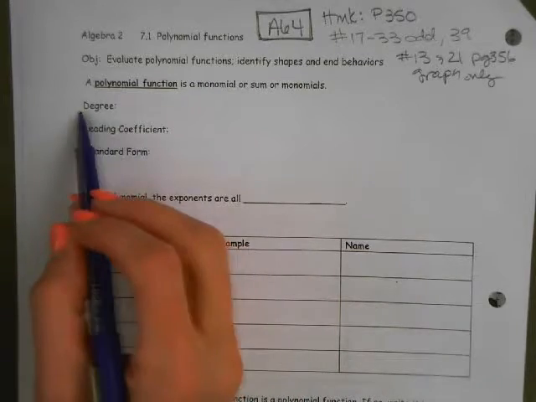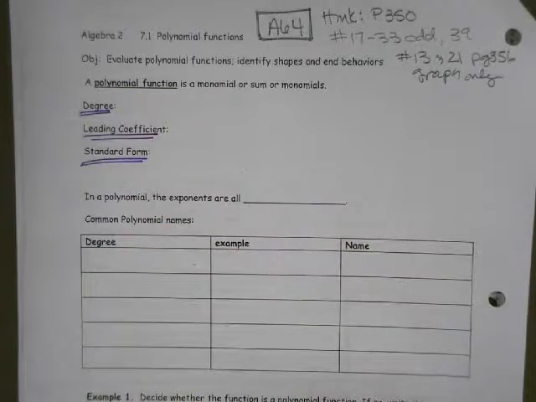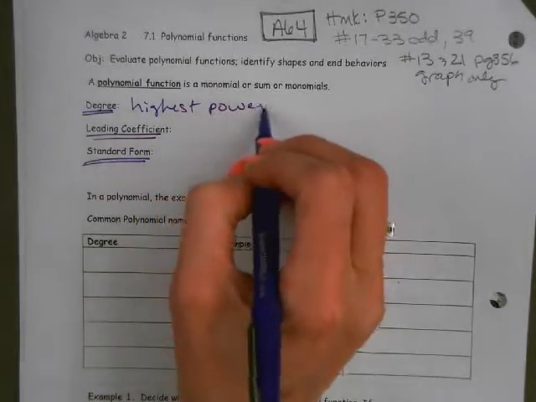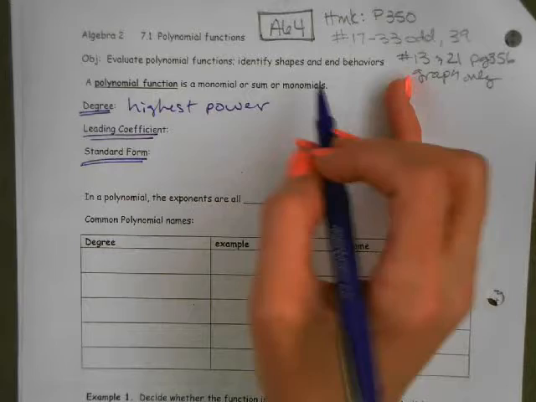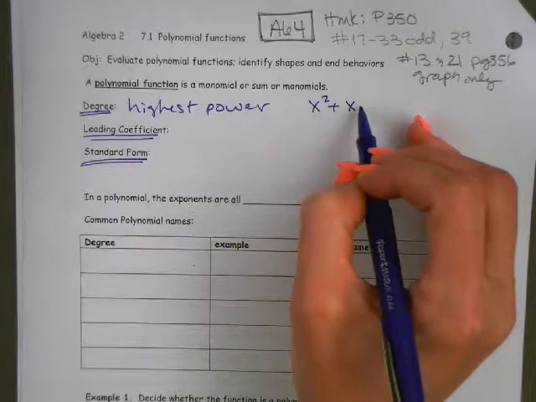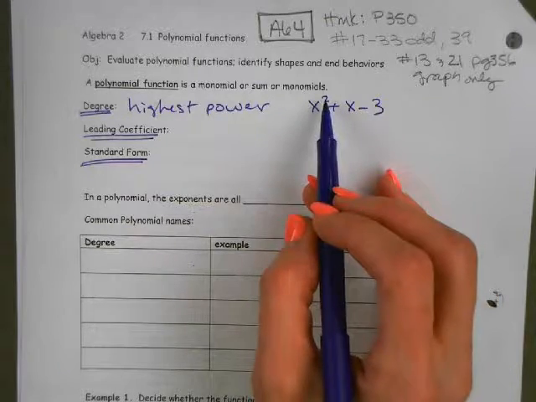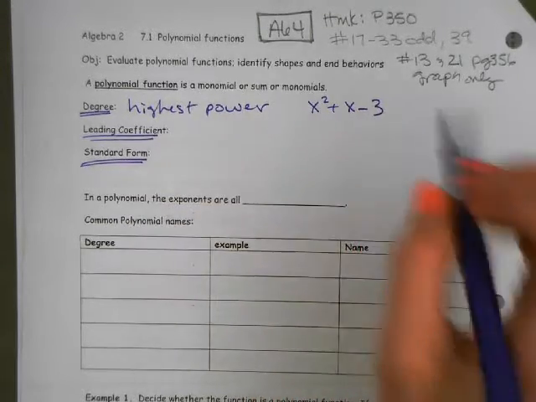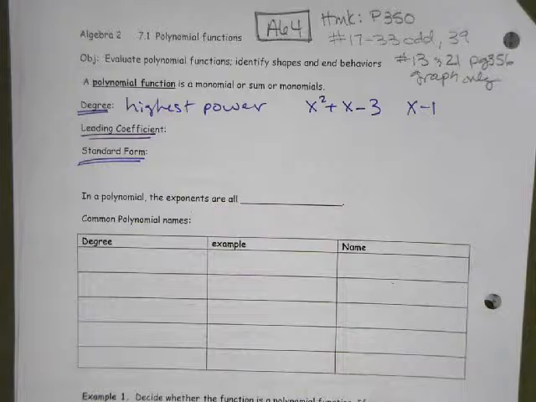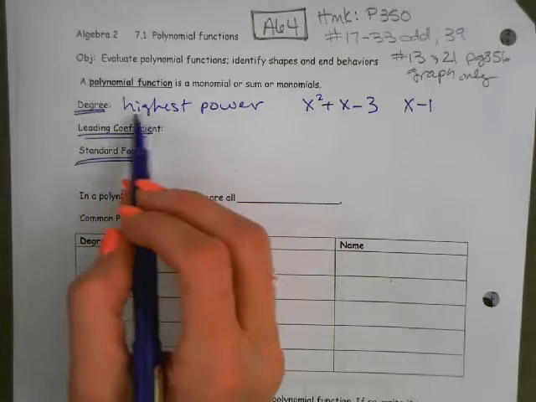So we have a couple words that we're really going to be using a lot. The first one is going to be the degree. The degree is the highest power in the function. So just to remind ourselves what a function looks like, if I do x squared plus x minus 3, where I have variables with exponents, or I could have even just x plus 1 or something along those lines, these are what we call polynomial functions. So the degree of the function itself is the one with the highest power.